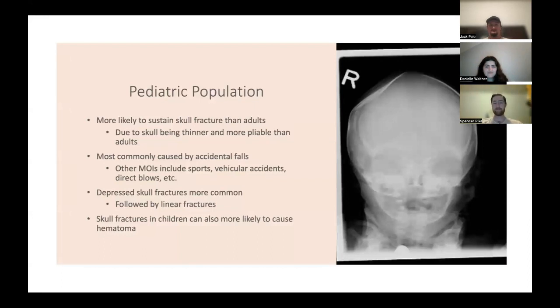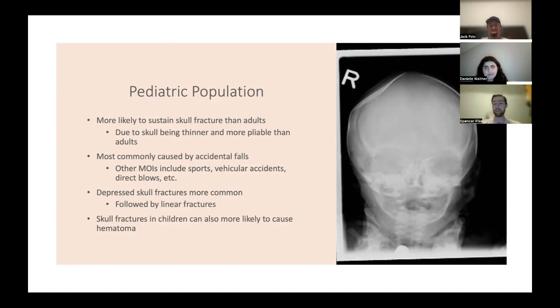So this is a special consideration for the pediatric population. We wanted to dedicate a portion of the presentation to this because the pediatric population is actually more likely to get skull fractures than adults, and this is just due to their skull being thinner and more pliable. Again, just like adults, they're most commonly caused by accidental falls, but other MOIs can include sports, vehicular accidents, direct blows, and anything similar to that type of thing.